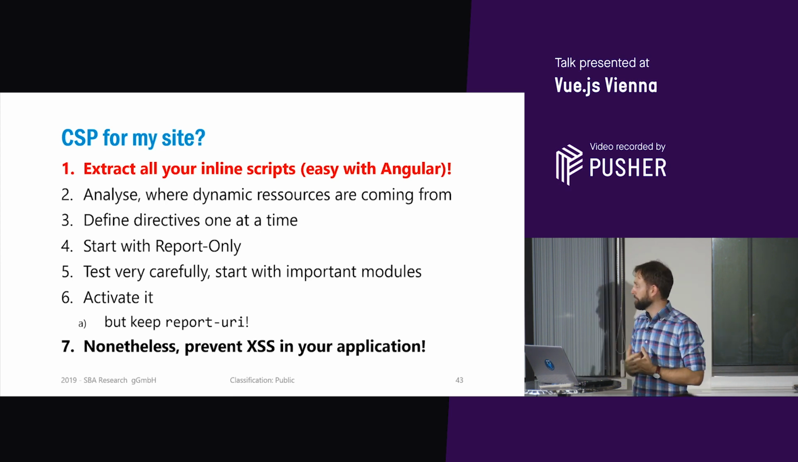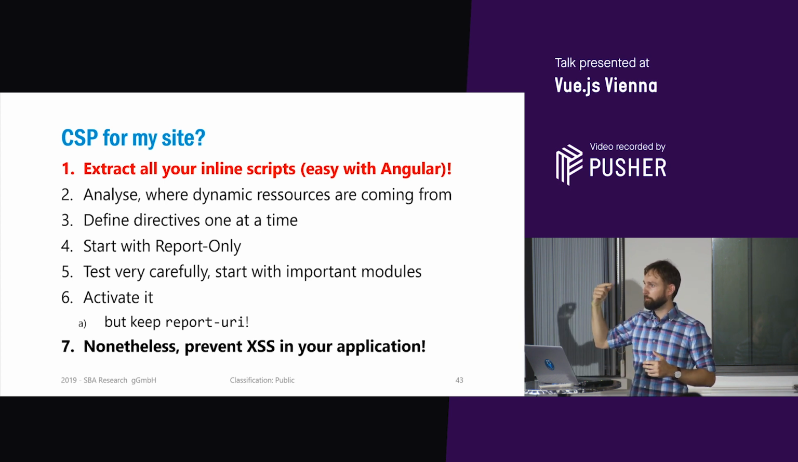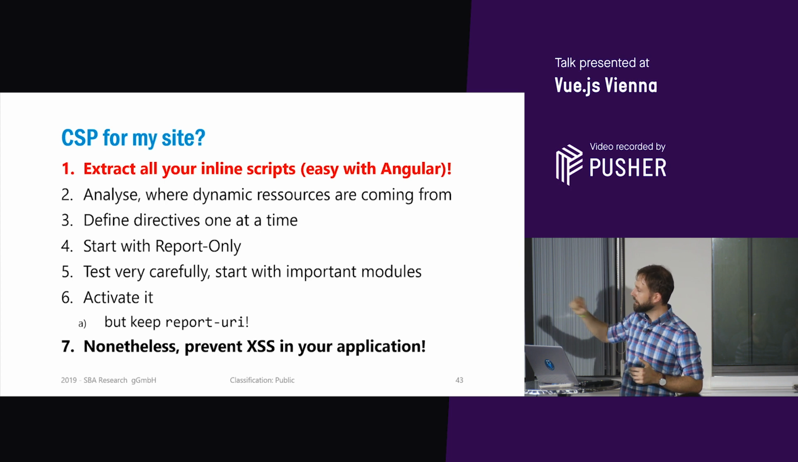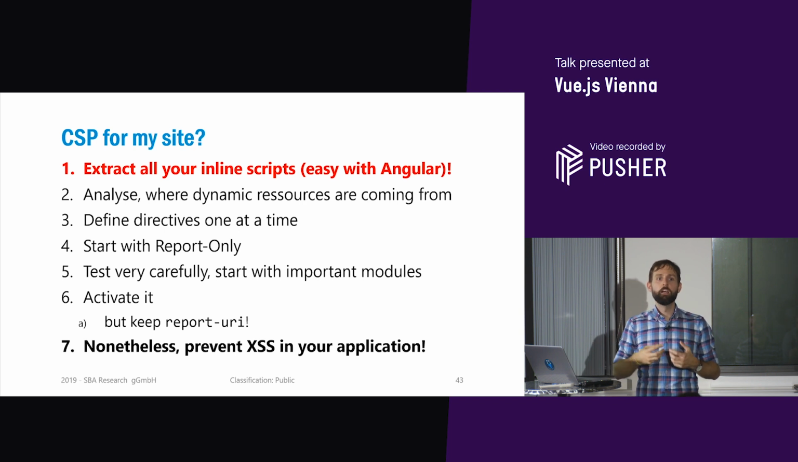Then analyze where the dynamic sources might come from, inline scripts and also script-src something. Define the directives. Maybe start with report-only if you have a more complex application and you want to know if it works or not, if you have any violations. Start testing and then activate it by putting a directive without report-only. But I would keep the report-uri because a violation is going to be reported. So if there's a cross-site scripting attack happening, you're going to know. And it's good to know that.